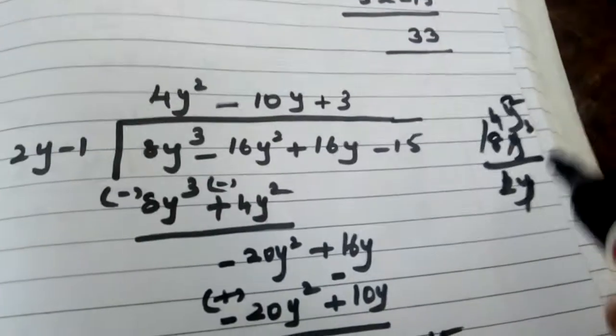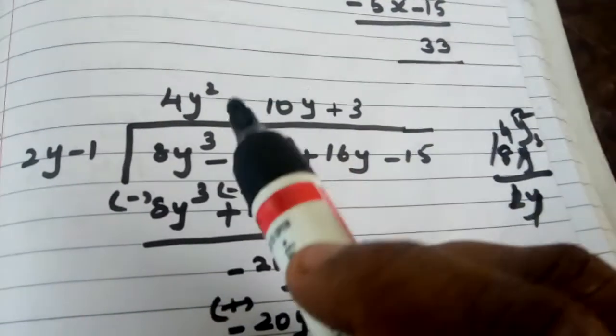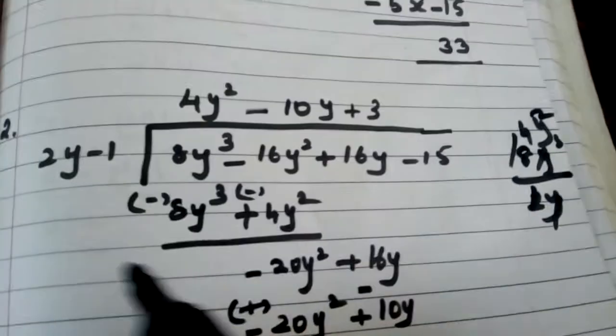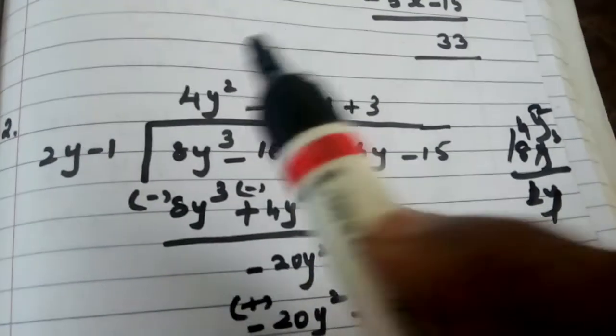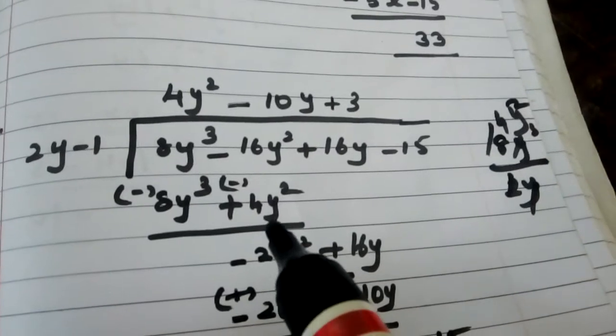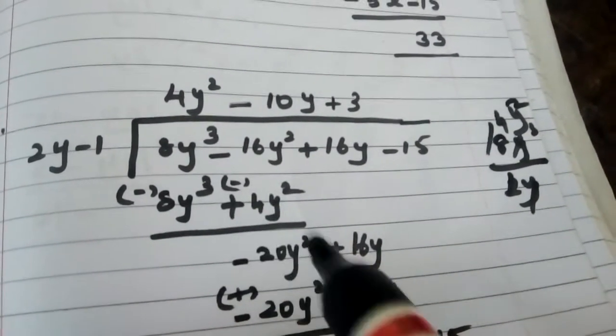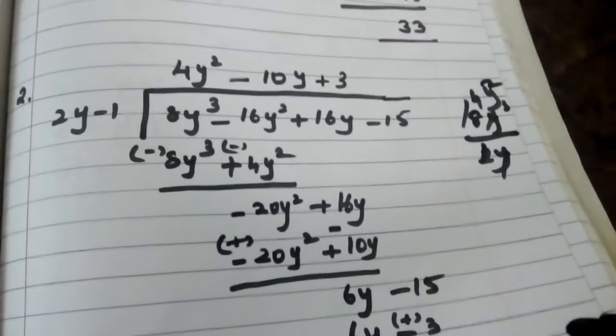You can get this very easily. Take this term, divide, and see what you get, and write it here. So 4y squared into 2y is 8y cubed, and 4y squared into minus 1 is minus 4y squared. Then we change the sign and get the values.